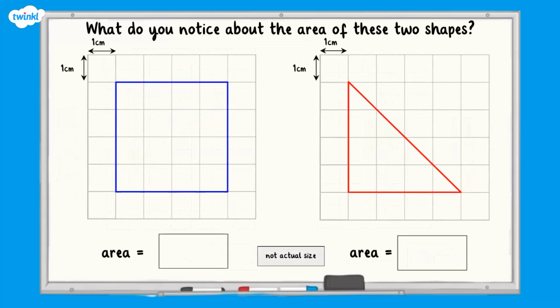To finish, what do you notice about the areas of these two shapes? Pause your video now to come up with an answer. The area of the rectangle is 16 centimetres squared. The area of the triangle is 8 centimetres squared, which is half of the area of the rectangle.